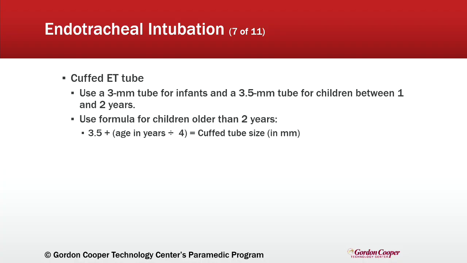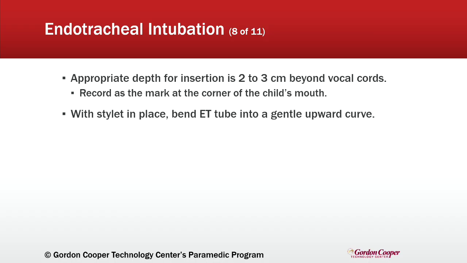If you overinflate the cuff, you can actually put pressure even on the esophagus as well, and potentially begin to separate the layers of the esophagus with too much cuff pressure or too much cuff inflation. Tube should be inserted about 2 to 3 centimeters beyond the vocal cords. Mark this depth at the corner of the child's mouth to guide placement.